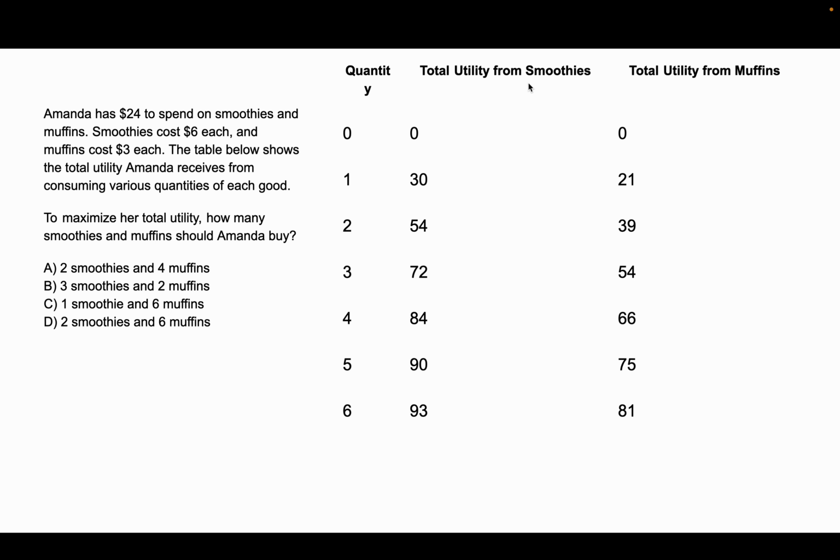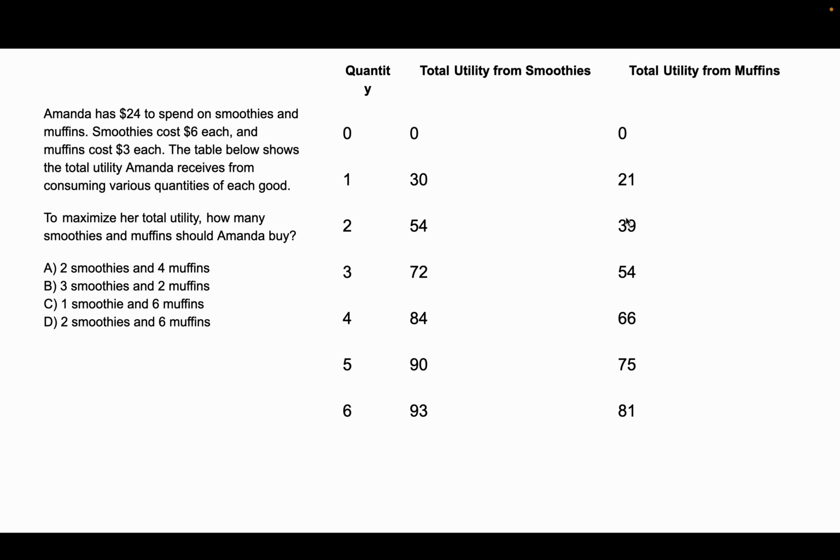Smoothies are 6, muffins are 3. So what's the marginal utility per dollar here? 30 divided by 6 is 5. Marginal utility here, 21 divided by 3, the cost of a muffin, is 7. So we have 1 muffin. Okay, now we have what? We have $21 remaining. What do we do now?